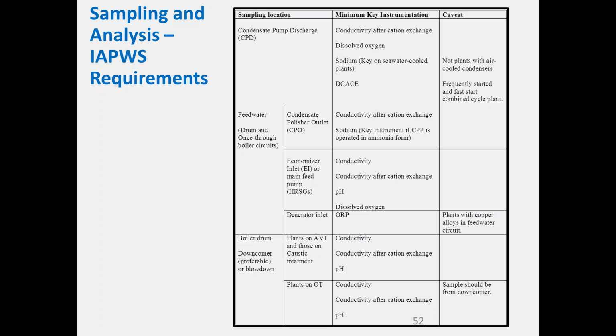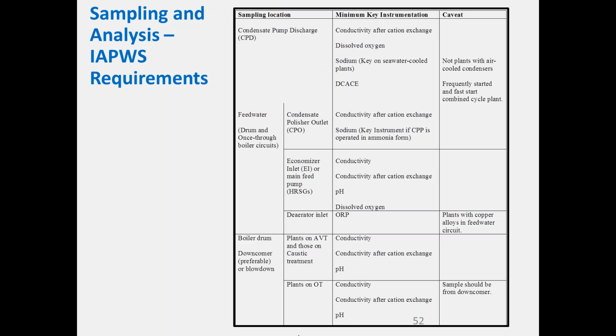So just looking at these slides here, condensate pump discharge would be equivalent to condensate return, and we could be measuring conductivity after cation exchange, which is a means of detecting contamination. Could be measuring dissolved oxygen, or could be measuring sodium. And DCACE is degassed conductivity after cation exchange. You might say, look, out of all of those, sodium is my biggest risk. That tells me a whole bunch of information if I've got a process upset. Maybe I'll just put that in there. And we go through this list as a whole.